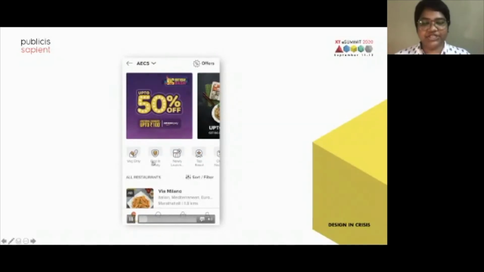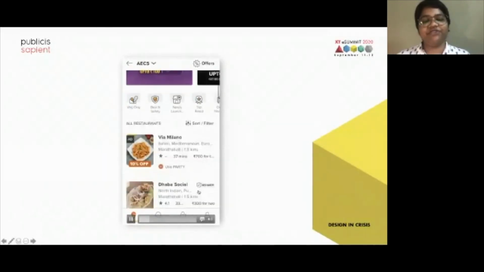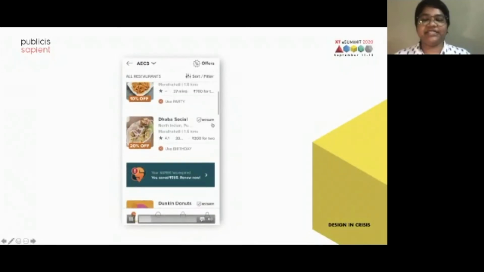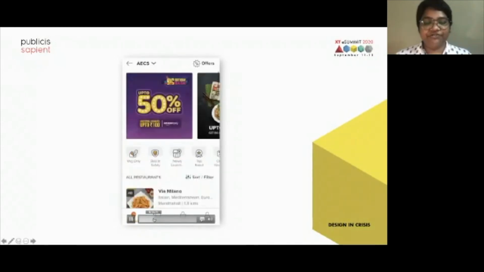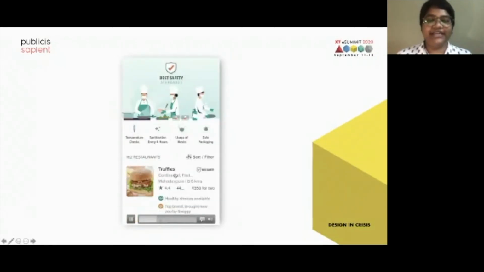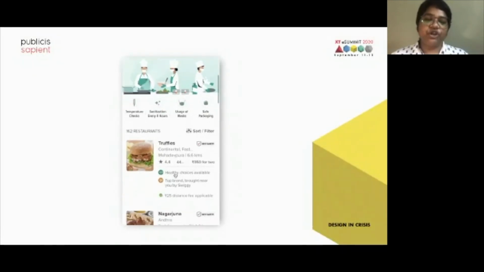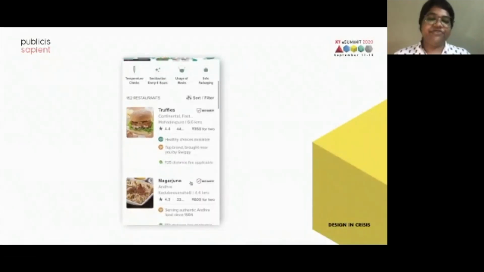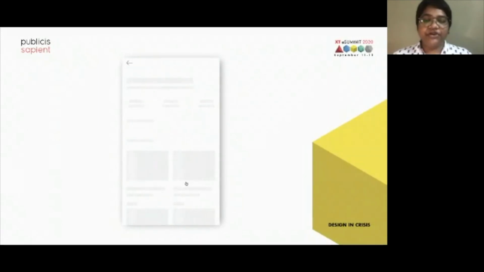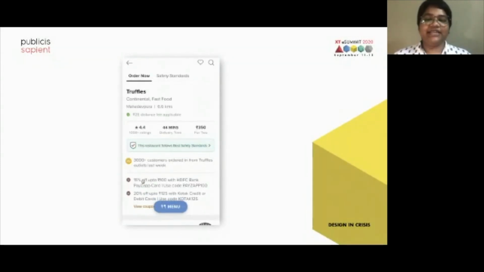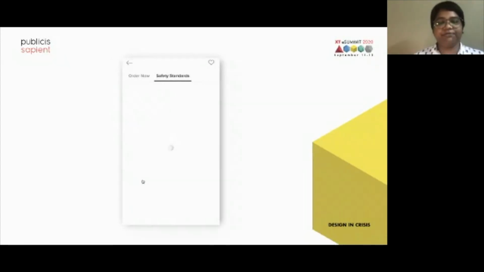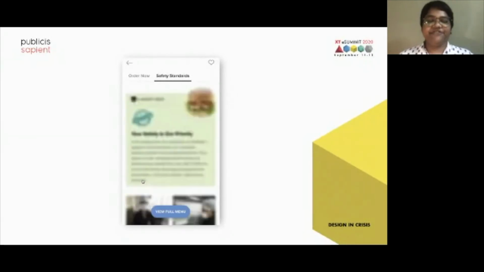On the first page, you see that point. On each and every card of the restaurant, you'll see a particular tag which says it's the best safety restaurant. And it has a complete set of restaurants solely dedicated to the restaurants which follow the best safety standards. And even if you go inside a particular restaurant, you will see it very prominently stating that this follows the best standards. So wherever and however it was possible for them to introduce this safety communication to their users, they've done so, and they try to build trust through their interface.